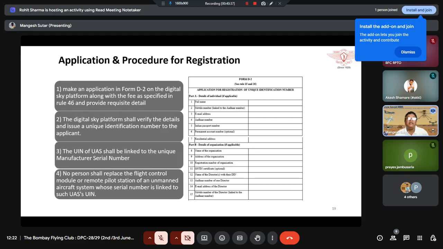Similarly, your UIN number is linked to your flight controller, to the serial number of your drone, to the RC of your drone, that is the remote control, and even the ground control station is also linked. So all these four systems, your drone, your RC, your ground control station, and your serial number, that is a body number or a chassis number of your drone, are linked to each other, and you cannot change any of these components of the drone once you have got the UIN number.